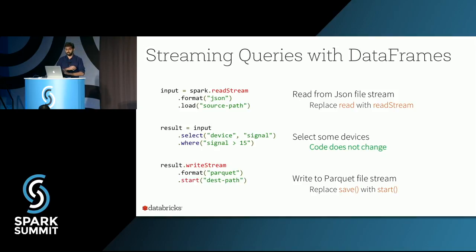And this will automatically start reading JSON files added to a directory and start appending it to a Parquet table. But the key thing is that your actual query, your business logic, does not change. Your code does not change. So you can write your business logic once and then either apply it to batch data or streaming data without having to change a single line of your business logic code.